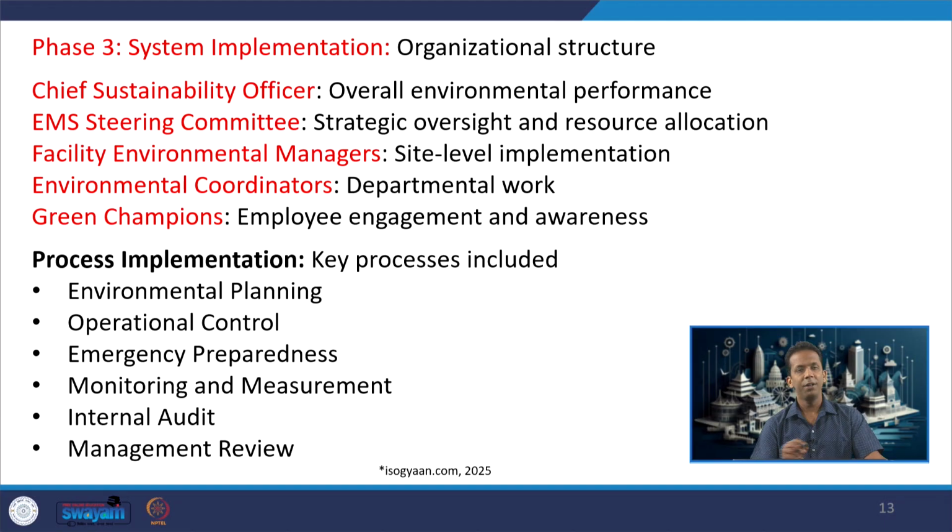In phase 3 they did implementation. For implementation you need a proper team. Tata Steel made certain changes in their organizational structure. They appointed a chief sustainability officer who would be looking after overall environmental performance. Then there was an EMS steering committee which would do the strategic oversight and allocate the resources associated with environmental management. Then there are facility environmental managers.